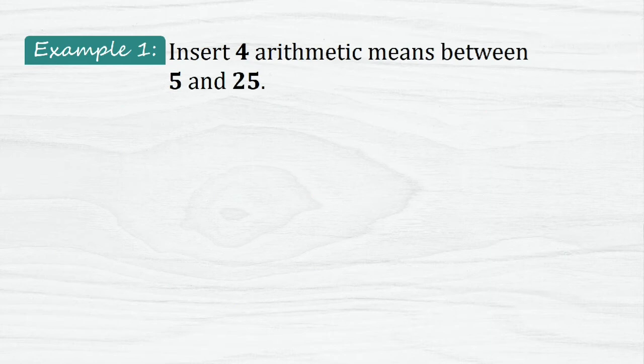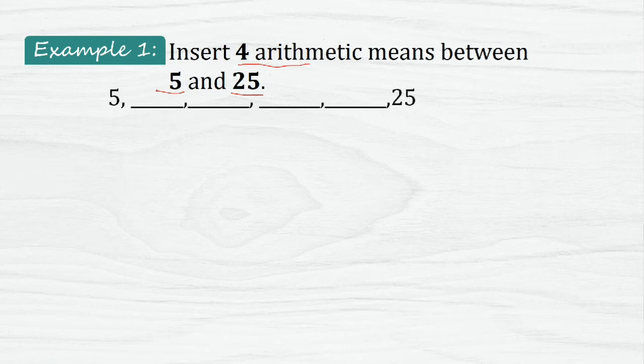For example number 1, insert 4 arithmetic means between 5 and 25. Okay, so we're going to insert 4 terms. It means that the first term is 5 and the last term is 25. So if we're going to insert 4 arithmetic means, we have 6 terms in all, because we're inserting 4 and we already have the first term and the last term.